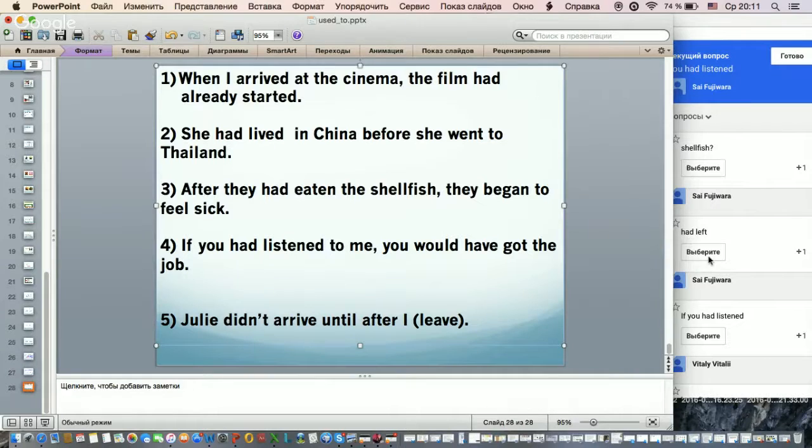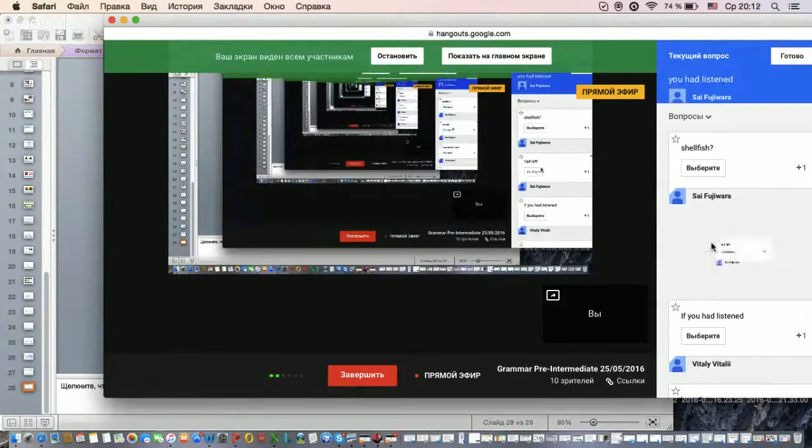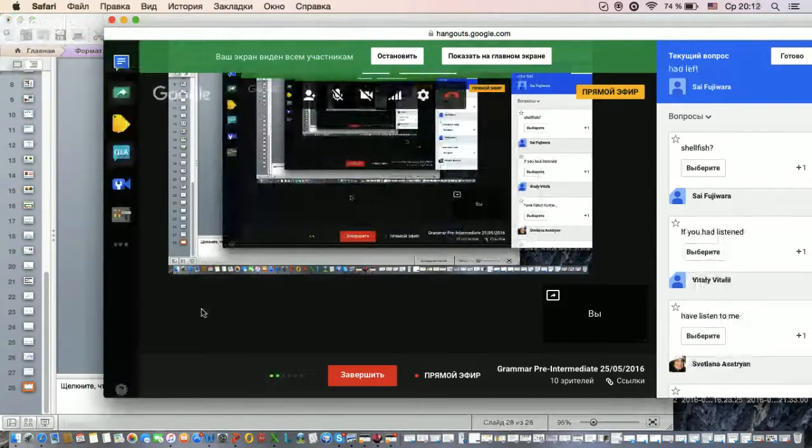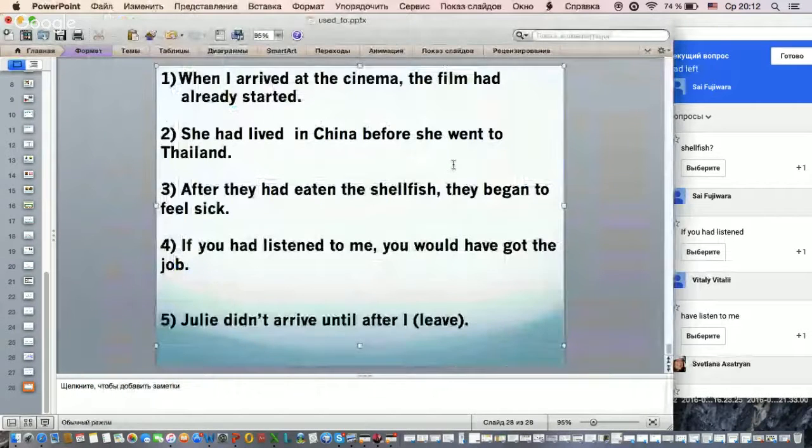All right, yes, and now I can see it had left. Oh, yeah, I see the question about the shellfish. Shellfish — это какой-то моллюск. То есть такая seafood, морская еда.